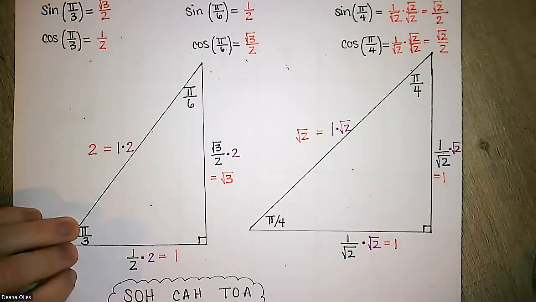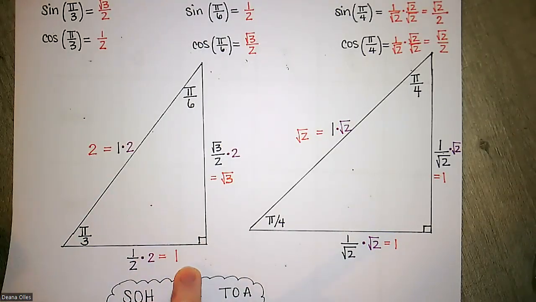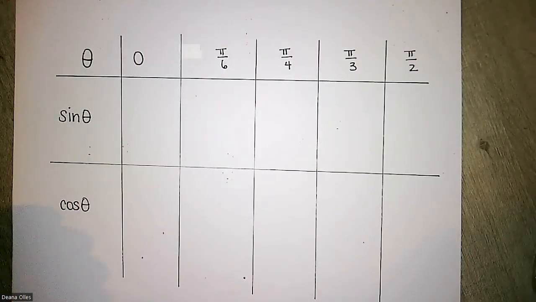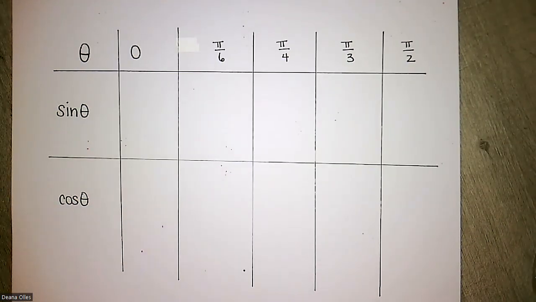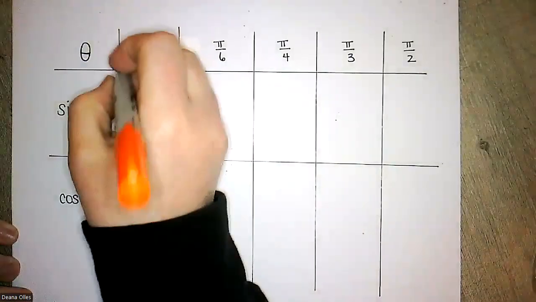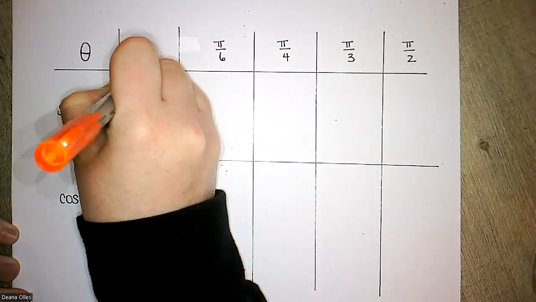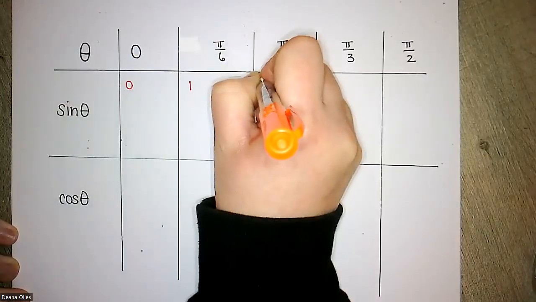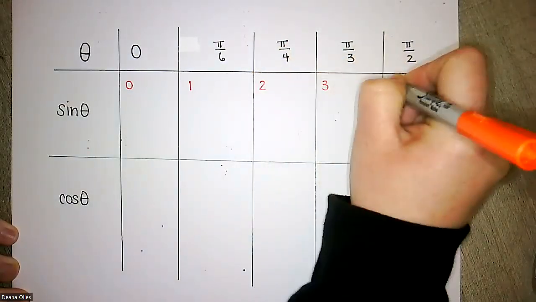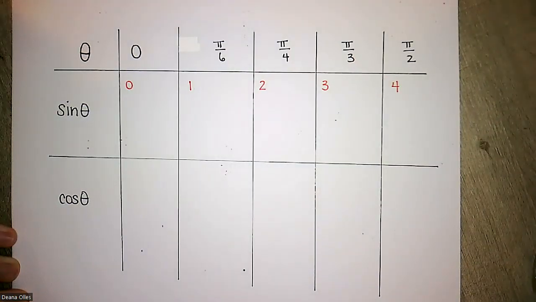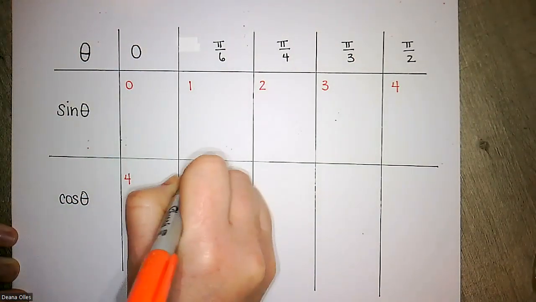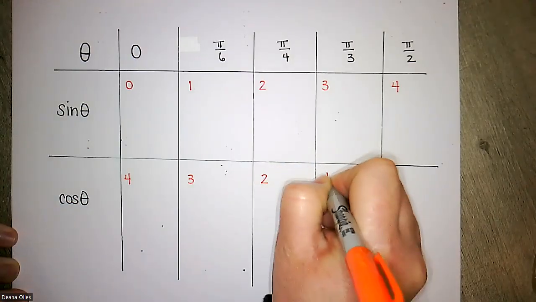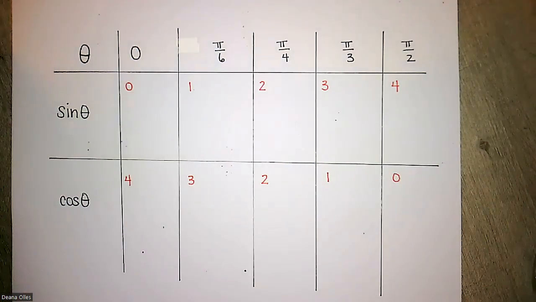So now you have the unit circle, you have some special triangles, and I'm going to show you another little trick to help you. This isn't really a trick per se, but it's a nice way for you to develop the numbers that you need to evaluate the sine and cosine at these special angles. So what we're actually going to start with is we're going to list out the numbers from 0 to 4 in the sine row. And we are going to do the opposite in the cosine row. 4, 3, 2, 1, 0.